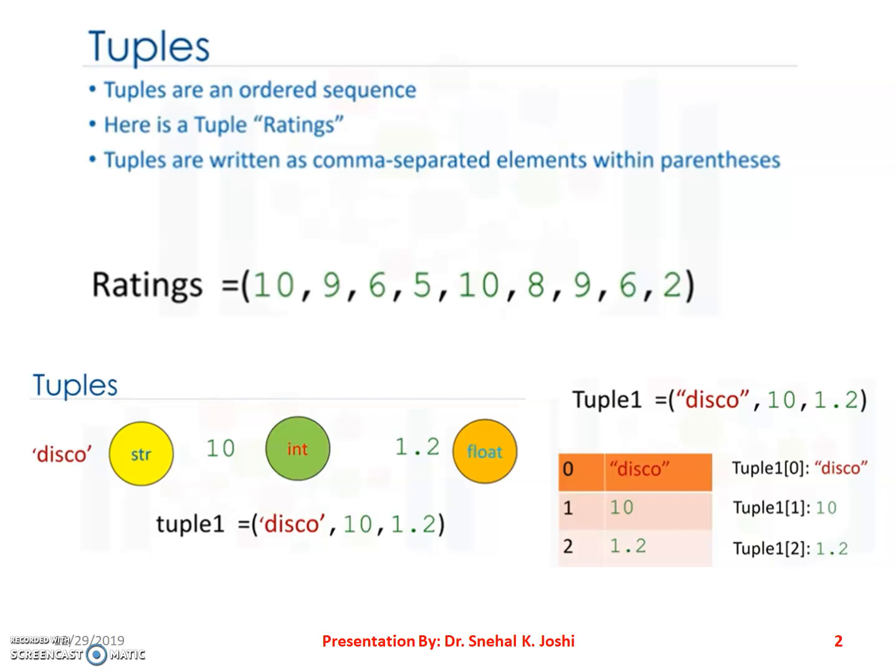First of all is a tuple. It is an ordered sequence and all elements are separated by commas in the case of a tuple. As shown, rating is a tuple and all elements of the tuple are separated by commas here. This is another tuple which consists of different data types. A tuple can have data elements of different data types. To access the data elements of a tuple, we use an index number. As shown here in the example, tuple1[0] represents the first data element and so on. One important thing to note is that tuples are immutable.